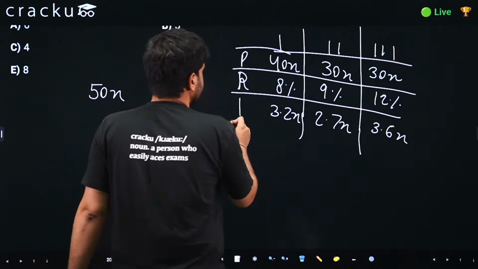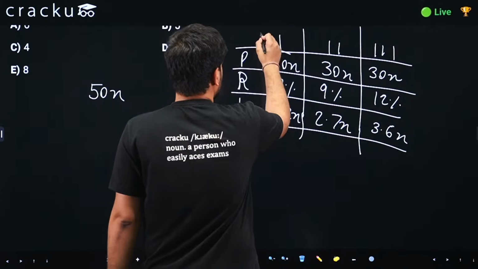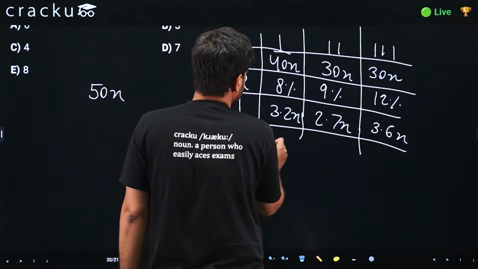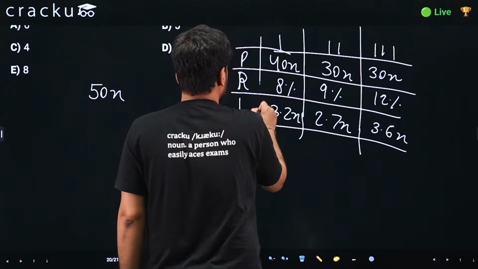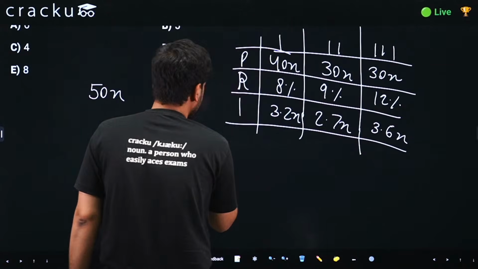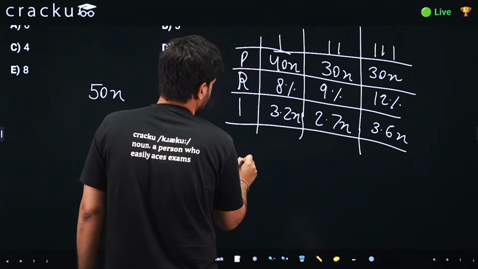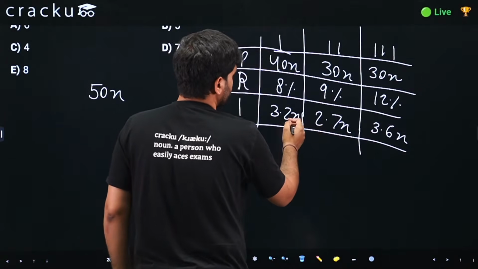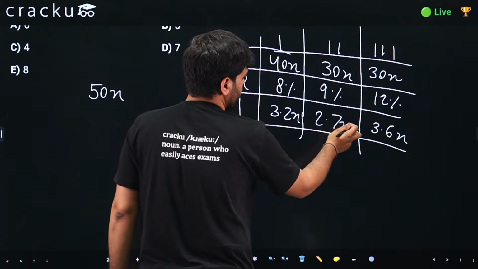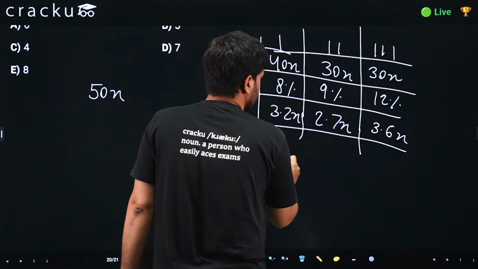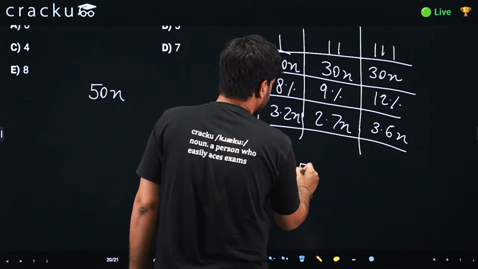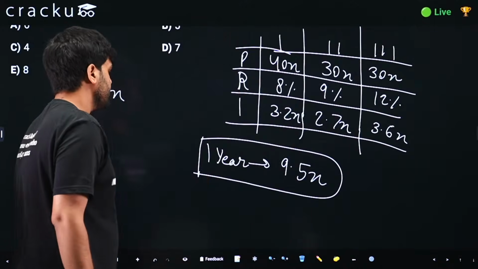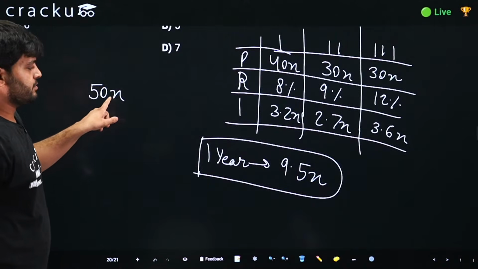Now we know that cumulative interest from all these 3 for 1 year would be 3.2x plus this. So this would be 3.2 plus 2.7, which is 5.9, plus 3.6x, which is nothing but 9.5x. This is the cumulative interest for 1 year. And we have to reach 50x.